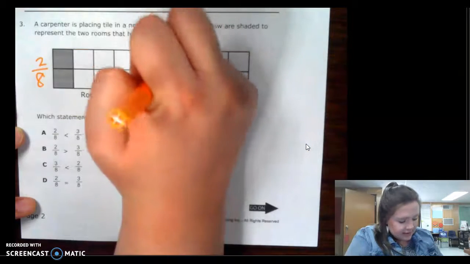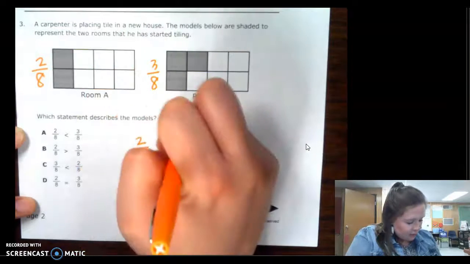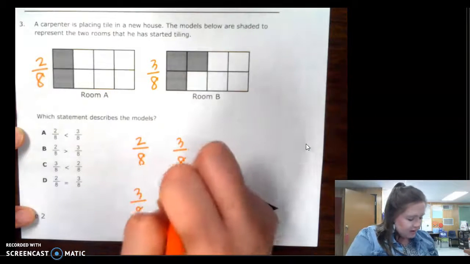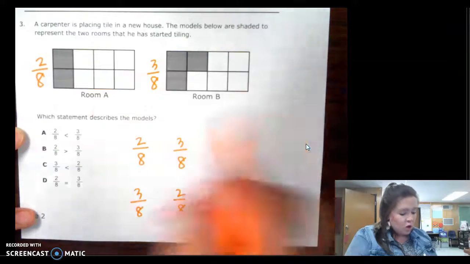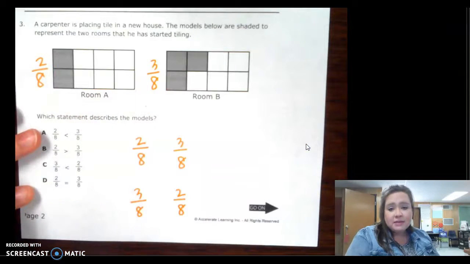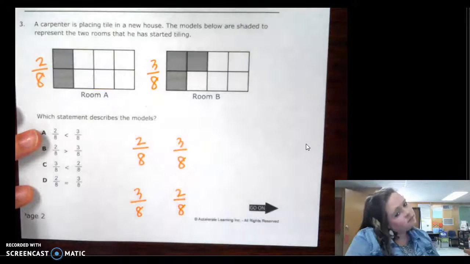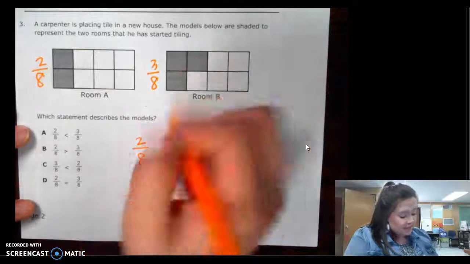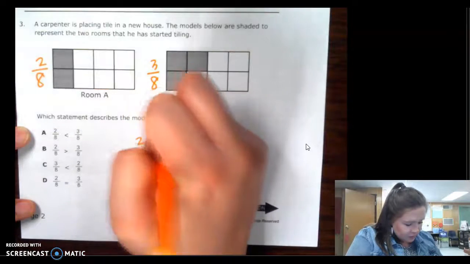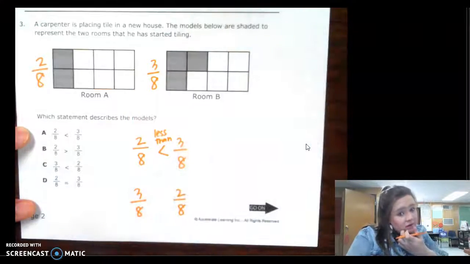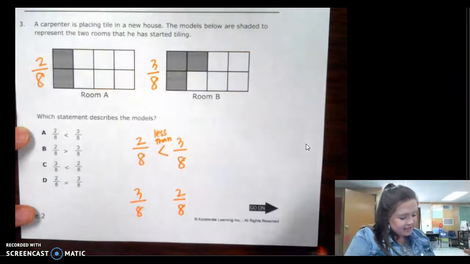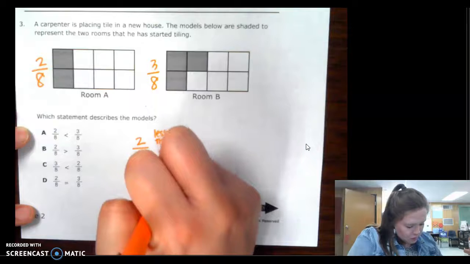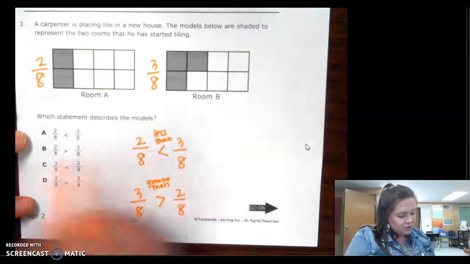What fraction of this room is already shaded or already tiled? Good, 3/8. So I have 2/8 and 3/8, but we also need to be able to identify our fraction written either way, our comparison. Okay? What do we see about 2/8 compared to 3/8? Two-eighths is going to be less than 3/8. Well, if 2/8 is less than 3/8, that means 3/8 is greater than, good job, greater than 2/8. Which one of these matches your answer choice?